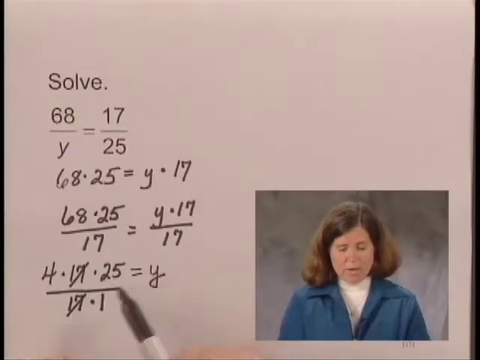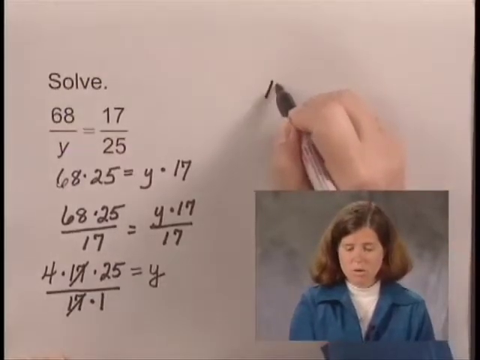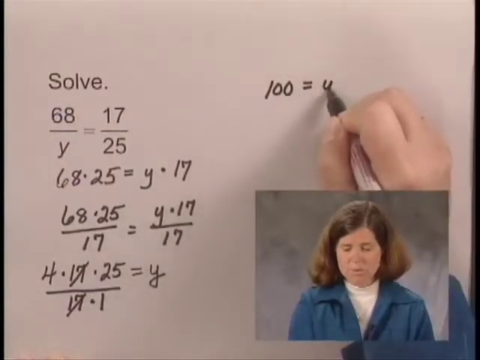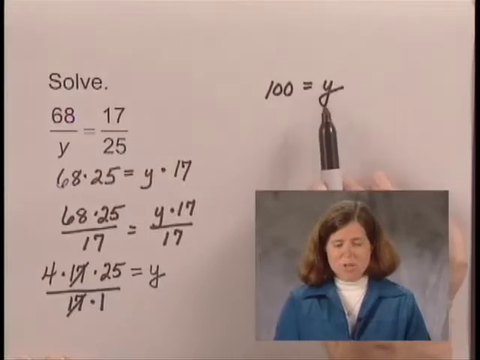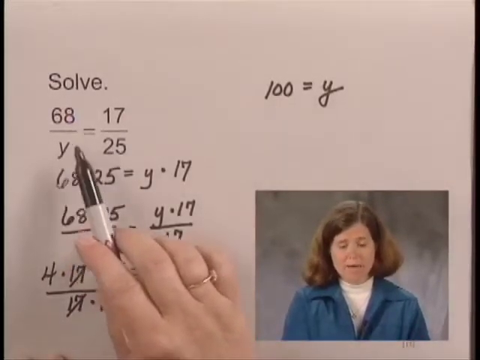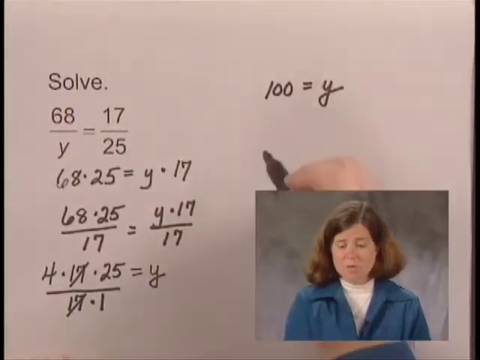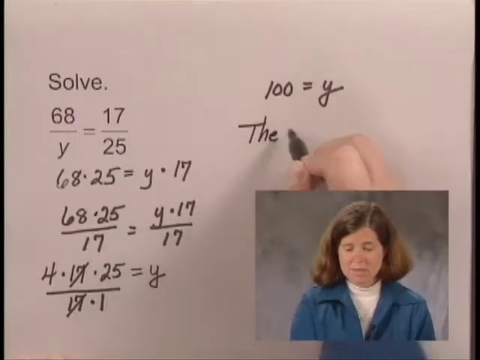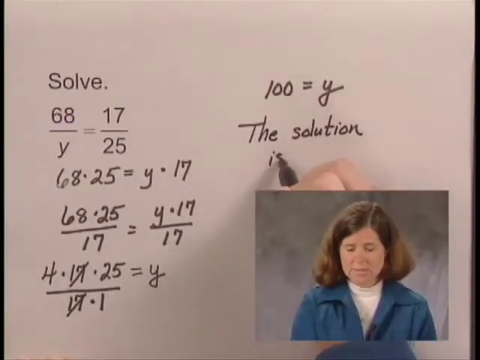Now I have y equals 4 times 25 over 1, or 100 equals y. This is my solution. If I were to check it, I would substitute 100 for y and evaluate cross products, and I would find that those are equal. So I can say the solution is 100.